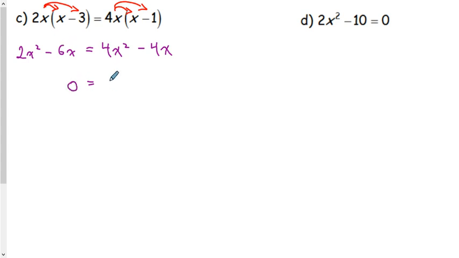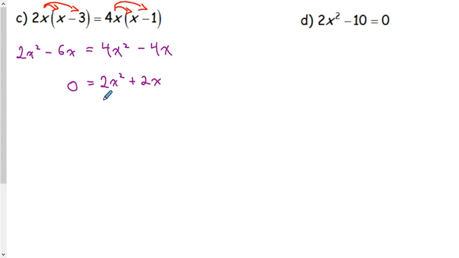That'll leave us with 0 here. And then we have 4x squared minus 2x squared, that's going to leave us with 2x squared. And we've got negative 4x plus 6x, that's going to leave us with 2x.